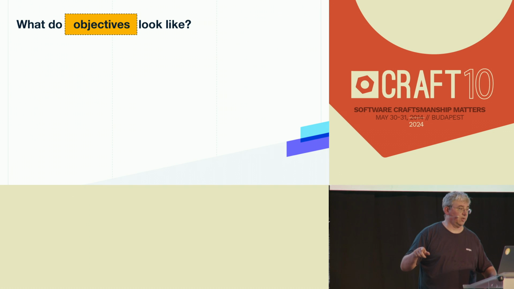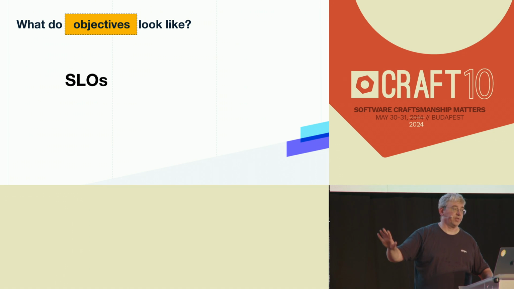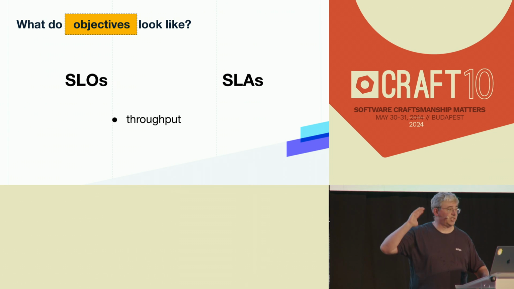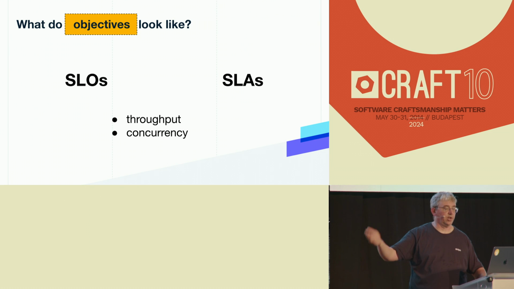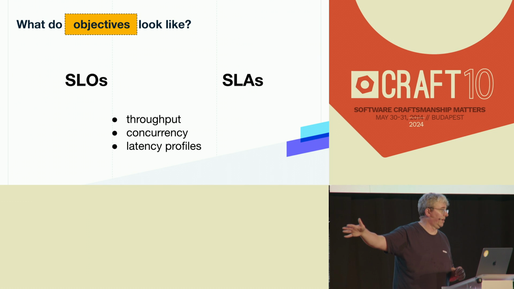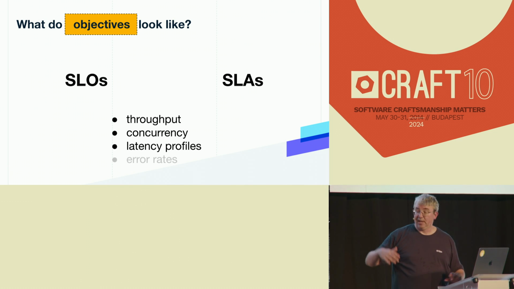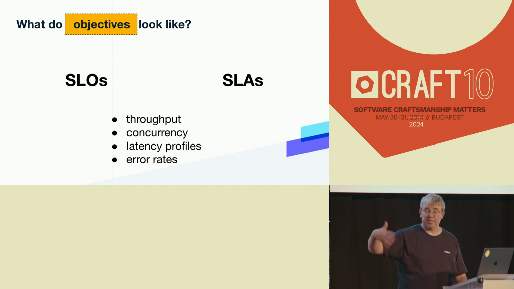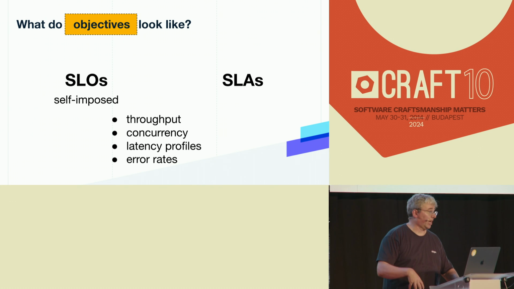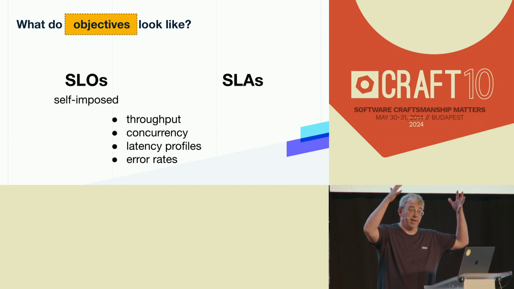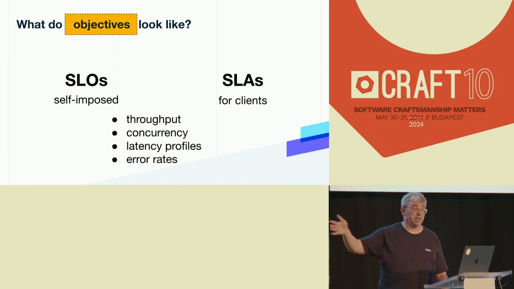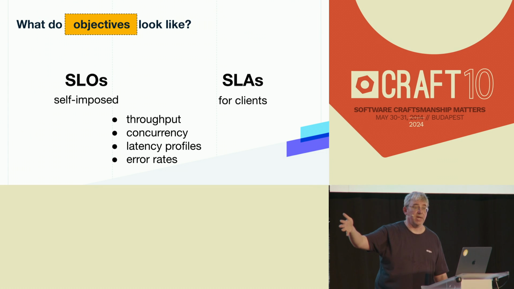And so let's talk a little bit about the objectives. If folks are familiar with service level objectives and service level agreements, these talk about things like what throughput is supported, concurrent request rates, latency profiles, right? What's my median latency supposed to be? What's my 99th percentile latency supposed to be? Is there a maximum error rate? Things of this sort, right? This is how we talk about these types of agreements and objectives. Usually service level objectives are self-imposed, right? This is what I believe the system should be able to do or what I've designed it to be able to do. And then our SLAs are for our clients, right? These are the promises that we make to others.